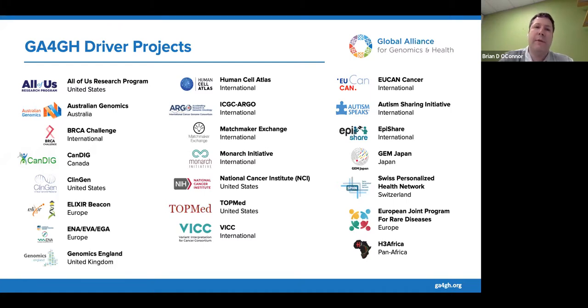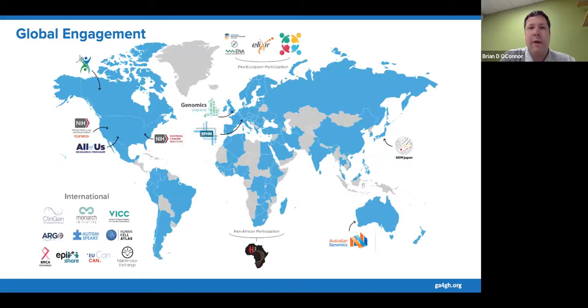And you can see from this list of driver projects, they're varied. They represent a lot of different international projects. They really cut across a lot of different aspects of genomic and health data sharing. On the next slide here, you can get a sense of how these driver projects are actually distributed across the globe. The G in GA4GH stands for global, and we really take that to heart. It's not just the driver projects representing a wide collection of projects around the globe, but what's colored in blue here is countries from which we have contributors.